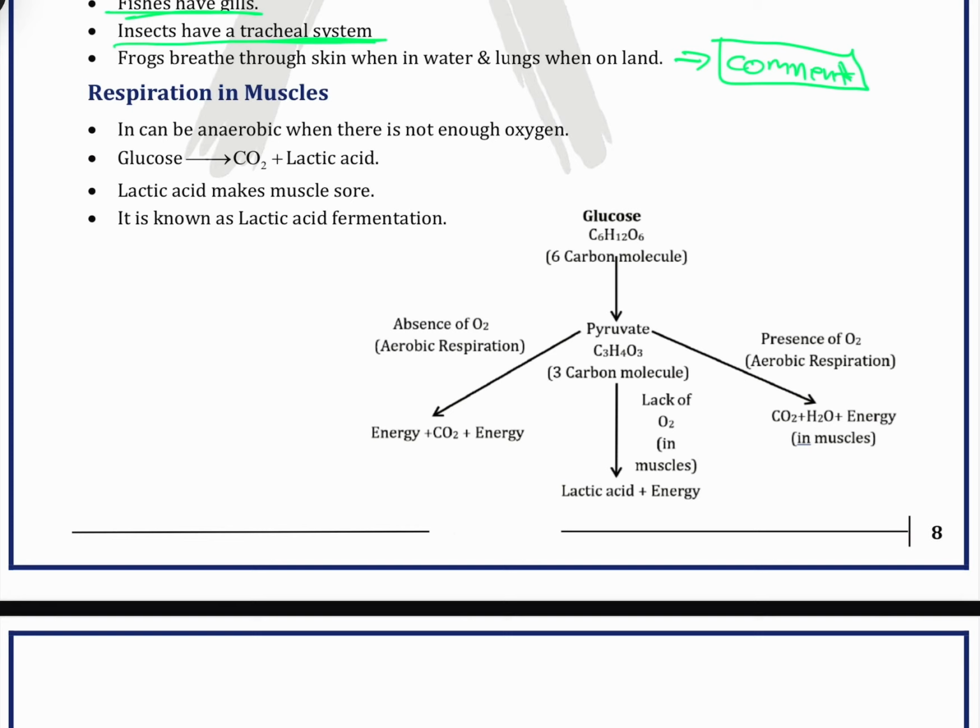Here the formula is given: glucose breaks down to CO2 and lactic acid. Sometimes you feel that when we are running very fast or doing very hard activities, we feel pain in our muscles. That pain is because of the increase of lactic acid, which is released due to anaerobic respiration. Lactic acid makes muscles sore, meaning we feel pain. This is known as lactic acid fermentation.